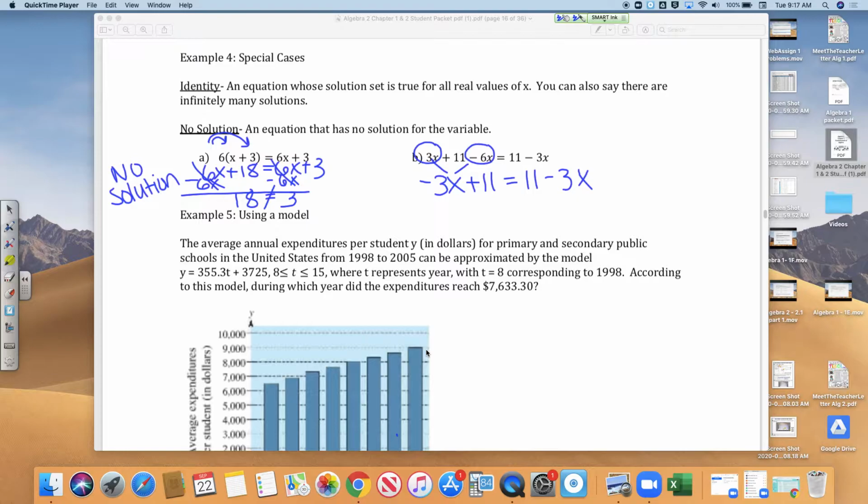But if I was to solve this, I would add 3x to both sides. When I do that, I'm left with a true statement. 11 does equal 11, so this answer is considered the identity. Or you can call it infinite solutions. Depending on the textbook, some textbooks call it the identity, some problems will say infinite solutions. So they mean the same exact thing.